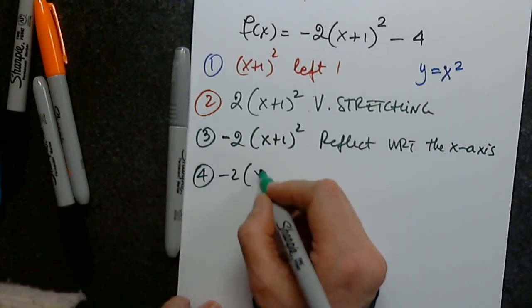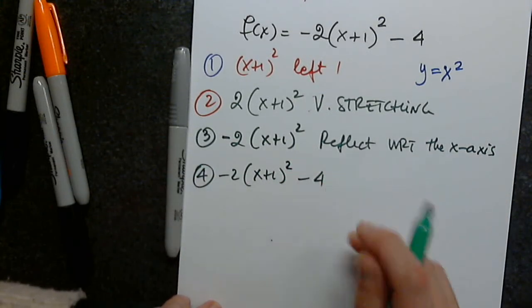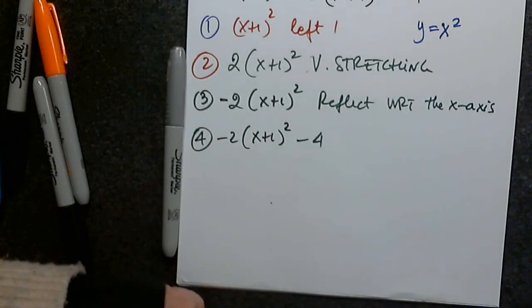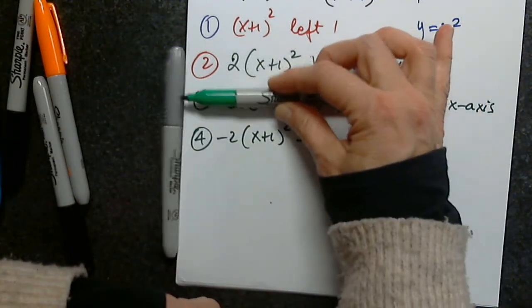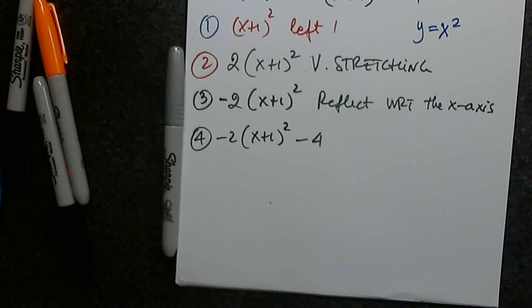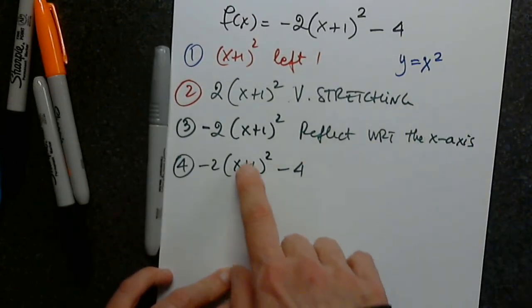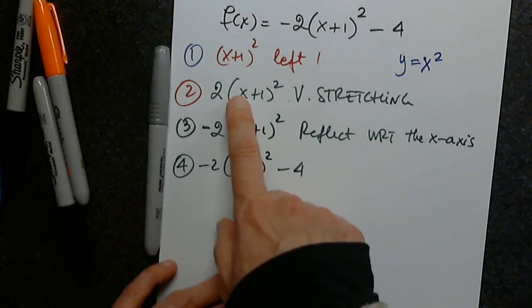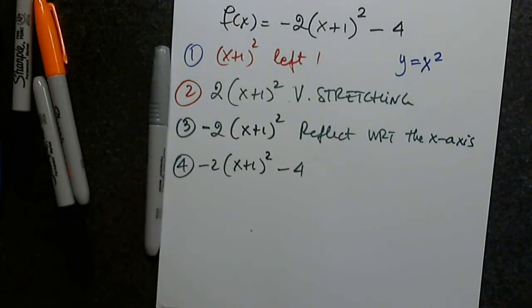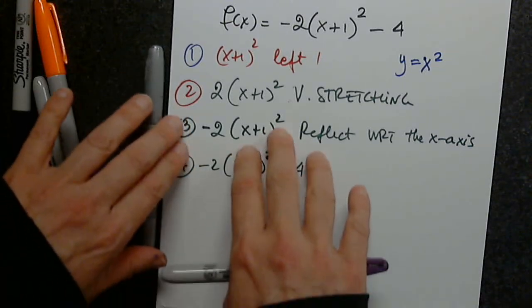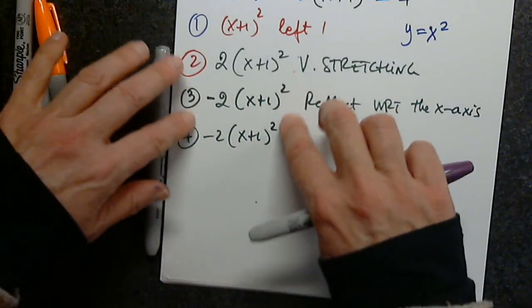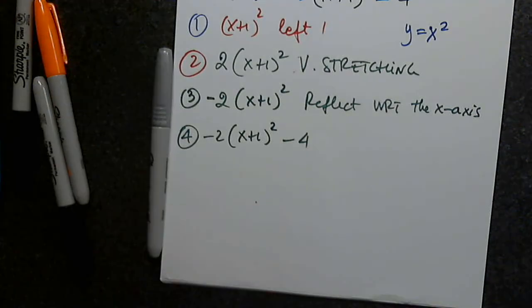Finally, negative 2 x plus 1 squared minus 4. What does this do to this graph, the graph from number 3? You understand that this is not a transformation on that. This is a transformation on 3. 3 is on 2. 2 is on 1. So what do we have here? Vertical shift down. Excellent, because there is nothing else but the height changes, down 4.